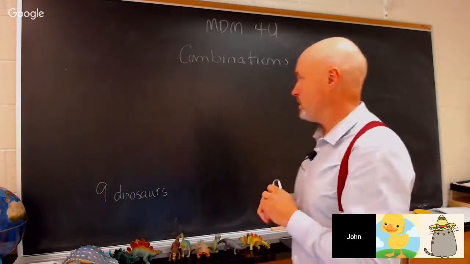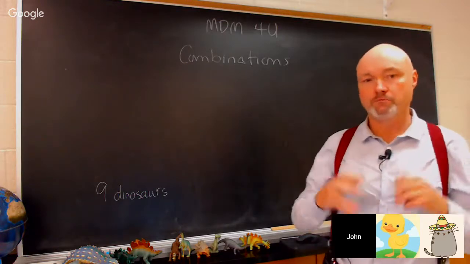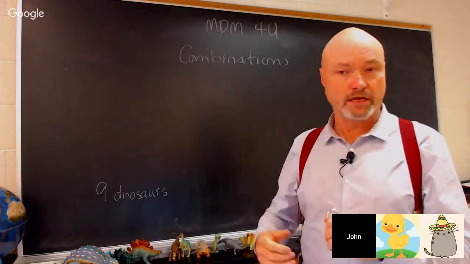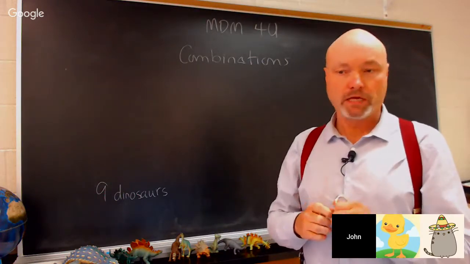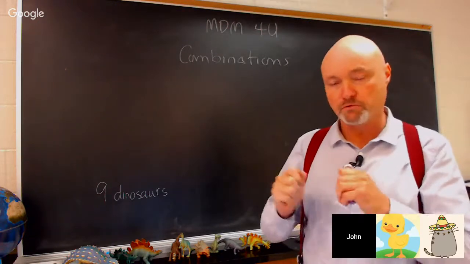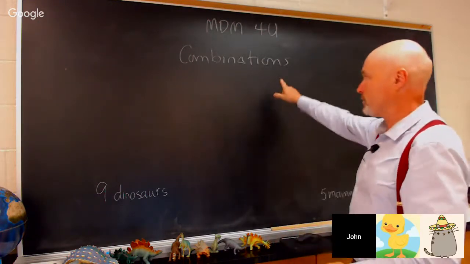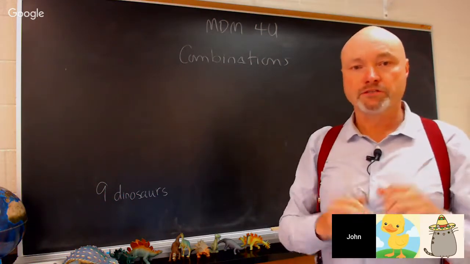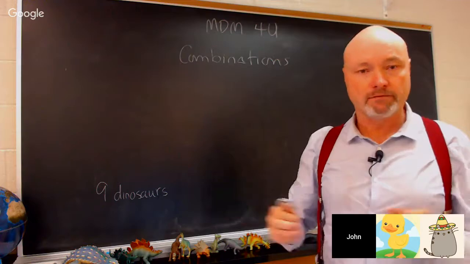Good. So we've looked at permutations, where we're taking a group of objects and selecting some. Order matters, like which one is in the first position, which one is in the second position, which one is in the third position. Today we're going to do combinations. And with combinations, order just doesn't matter.